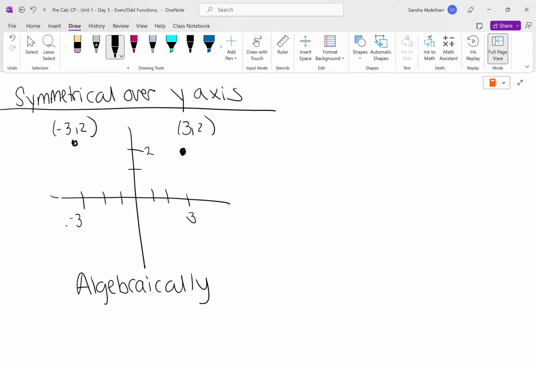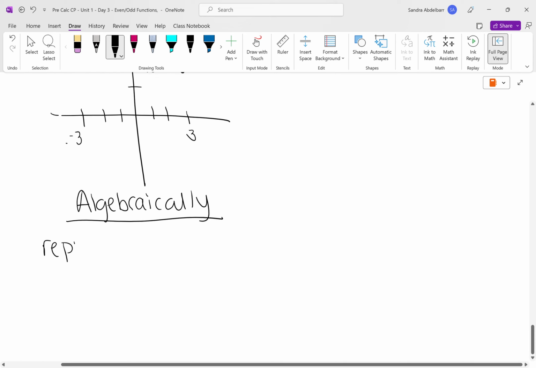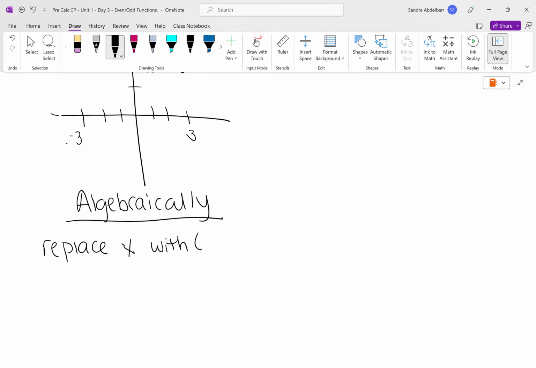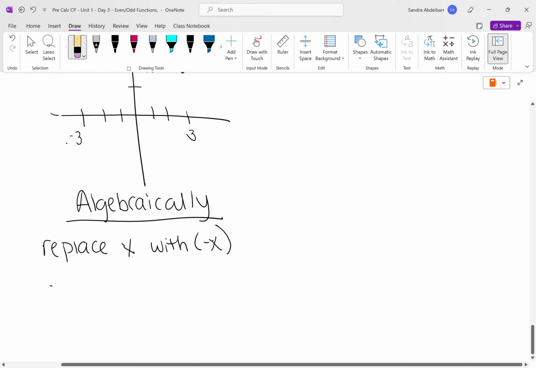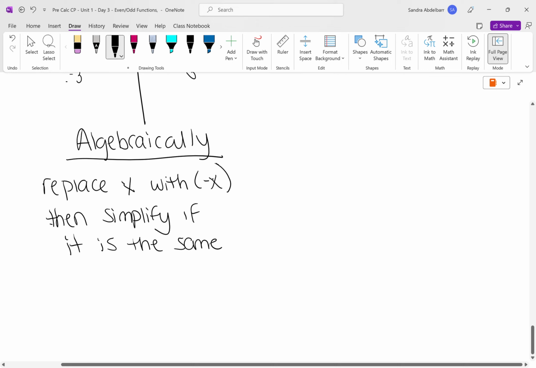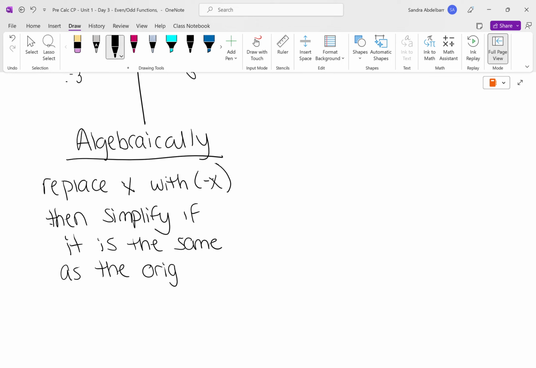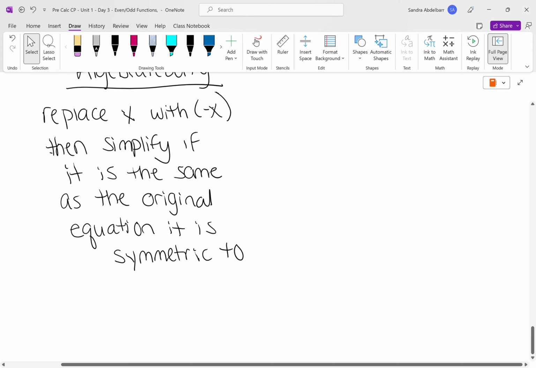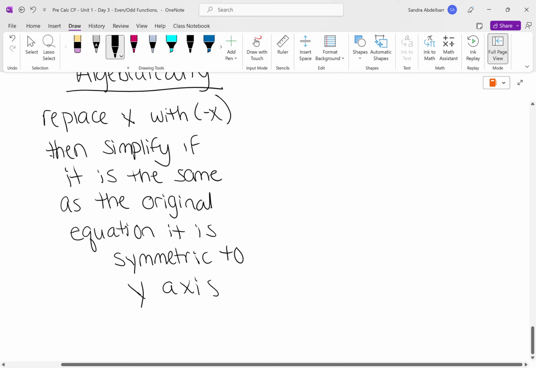So what do we do here algebraically? You are going to replace x with negative x and simplify. If it is the same as the original equation, it is symmetric to the y-axis.